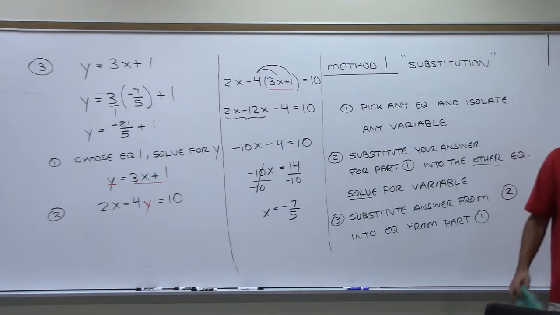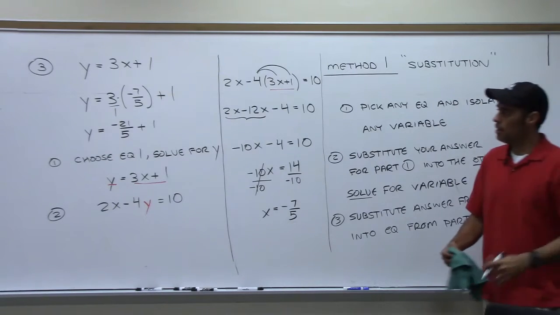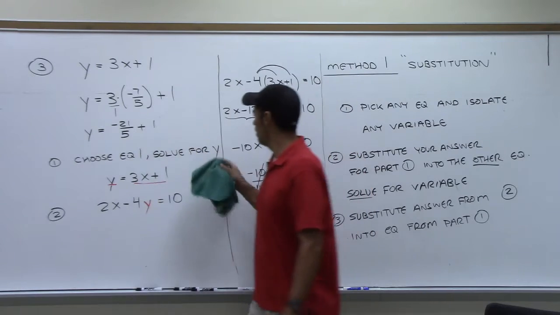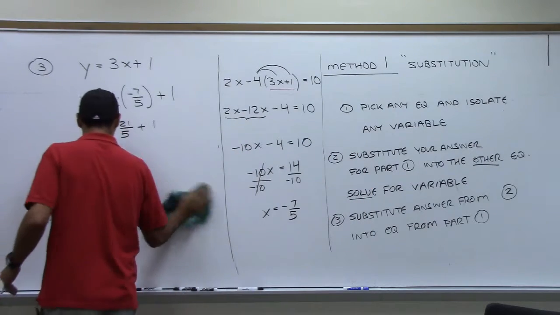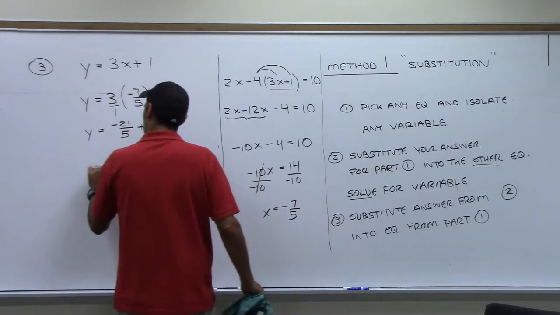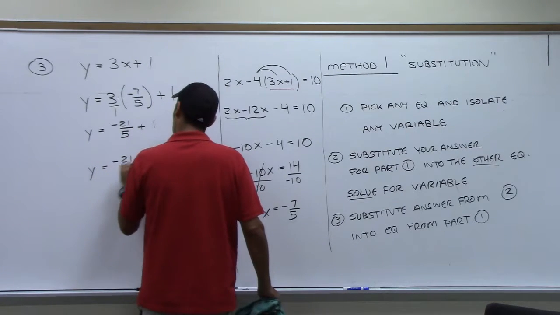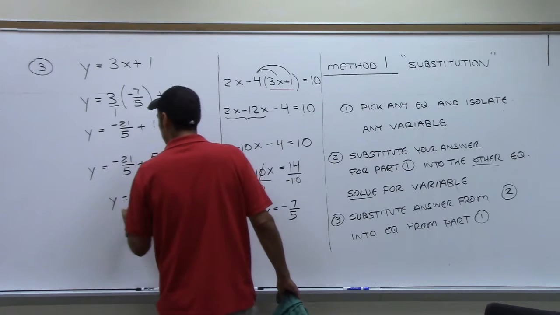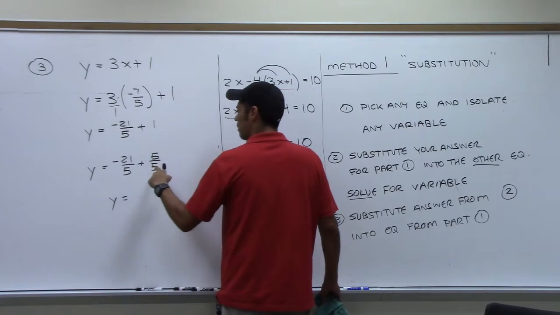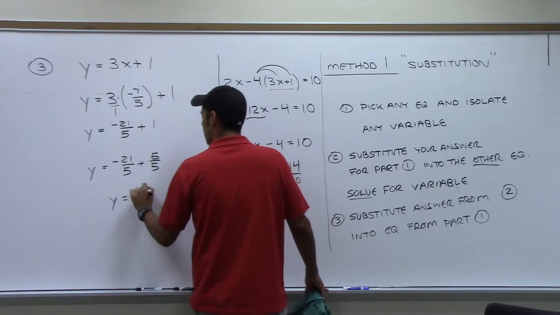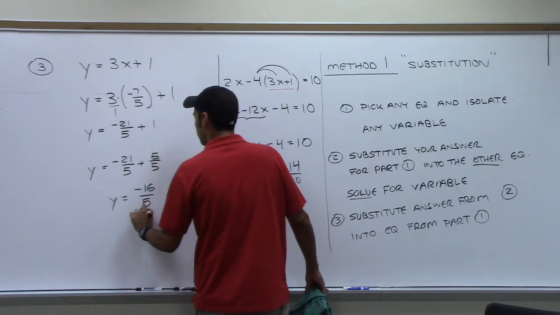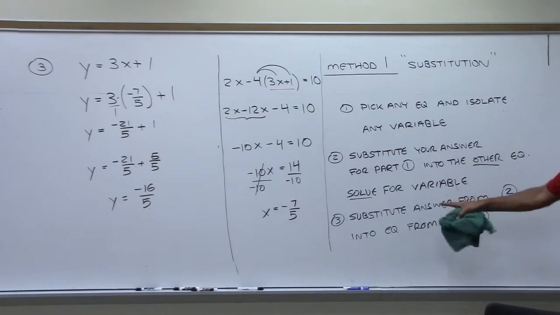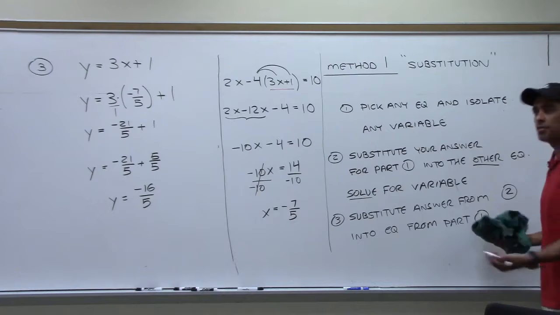And then to add those two fractions, you have to have the same denominator, right? So you rewrite this 1 as 5 over 5. So y equals negative 21 over 5 plus 5 over 5. And we're almost there. Y equals, careful, negative 16 over 5. So we substitute the answer from part 2 into part 1 and solve, right?